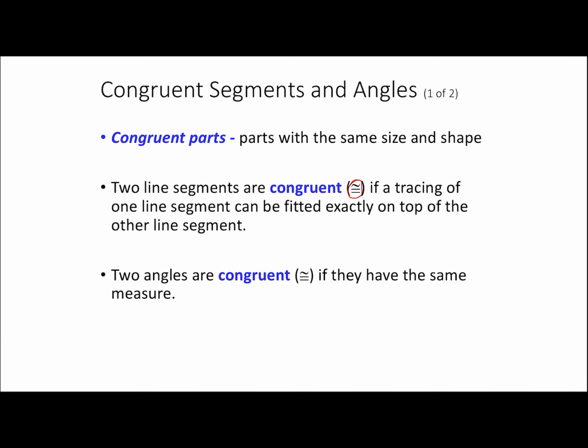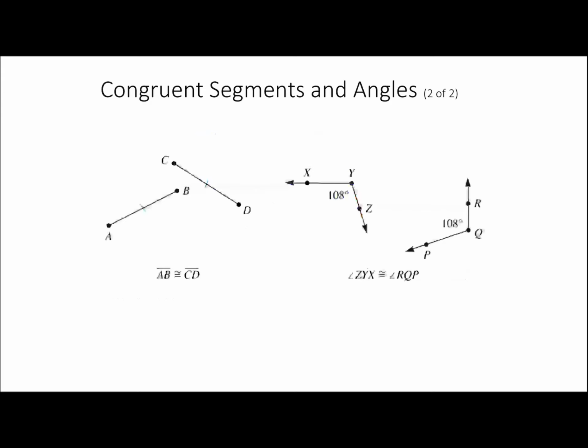With our line segments, we would say that line segment AB is congruent to line segment CD. Meaning that if you were to take this segment and pick it up off the screen and lay it on top of segment CD, they should lie on each other perfectly.